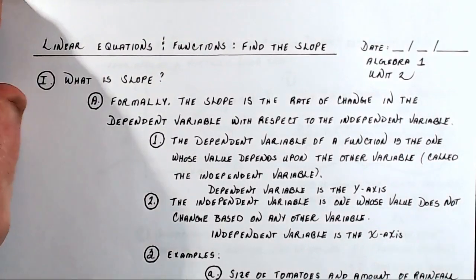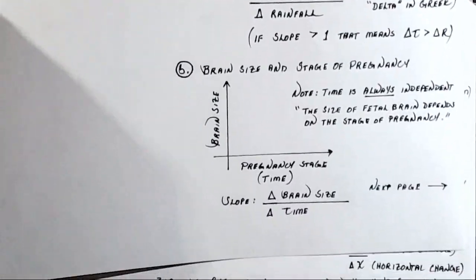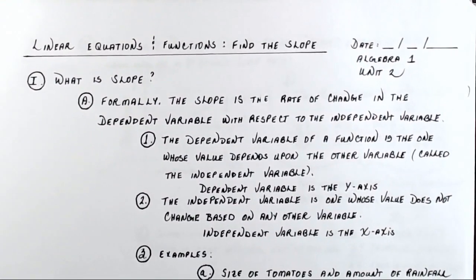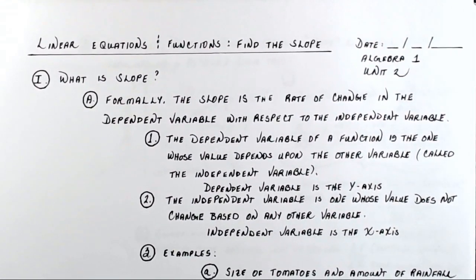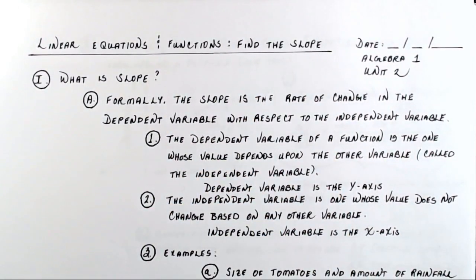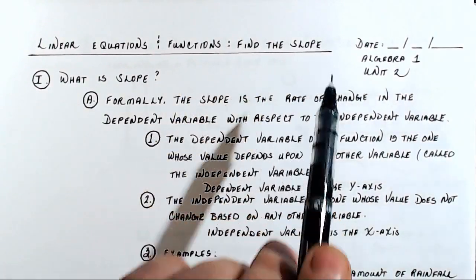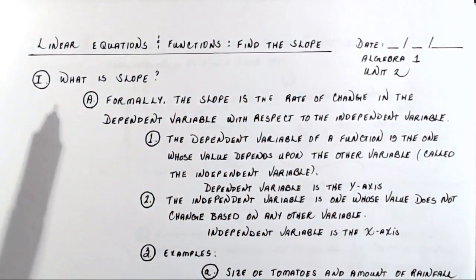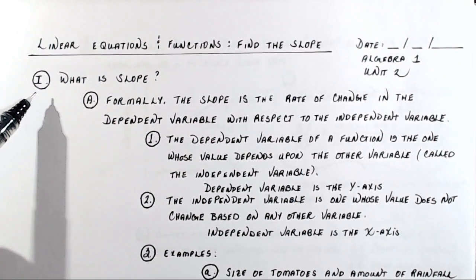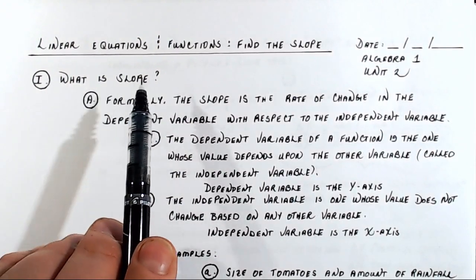Just right away, I want you to notice how algebra has changed. We have here a lot of writing and not a lot of math. For some of you, that will be a welcome reprieve. The header for the page is called Linear Equations and Functions, find the slope. And the Roman numeral I means 1. That section is titled, What is Slope?